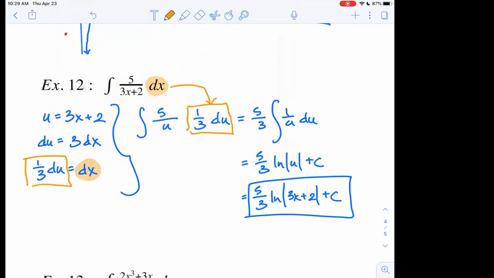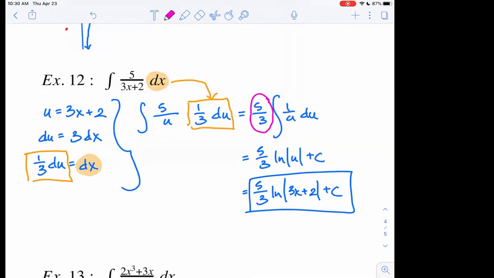Gotcha. So we want to try and make it look like something in the equation, but if it's got only constants, like you're dividing by 3 or multiplying by 2, that's a little less important, because all the constants at the end, you can pull them out to the front anyway. Thank you very much. Okay.